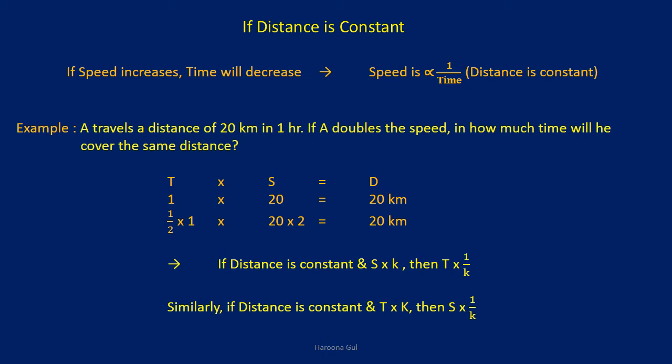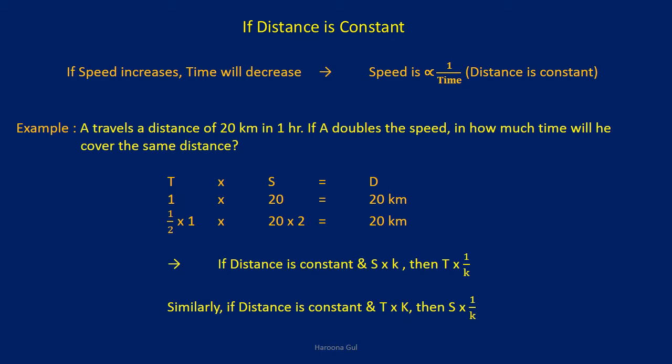Now we know that time into speed is equal to distance, and over here distance is constant, that is, it is 20 kilometers. So if it takes 1 hour to cover a distance of 20 kilometers, that means that A is traveling at a speed of 20 kilometers per hour. Now the question says A doubles the speed, which means that the speed, which is 20 kilometers, is going to be multiplied by 2, right?